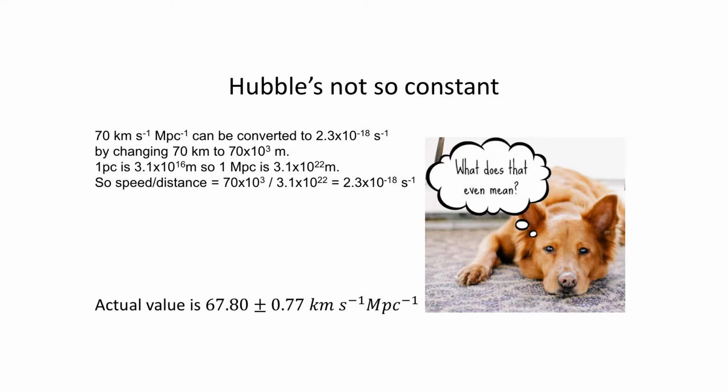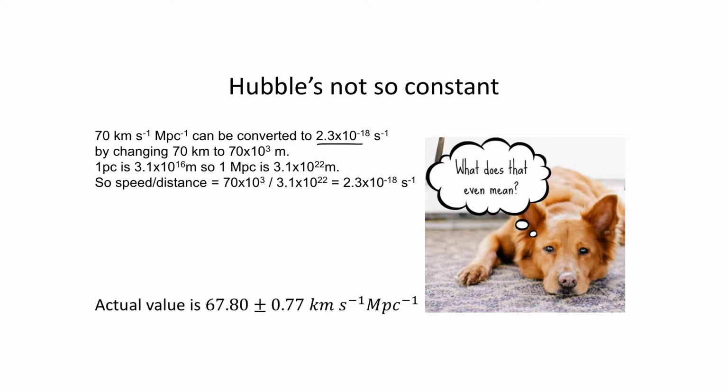So the answer that you're looking for is 2.3 times 10 to the minus 18 per second. So before we look at what that even means, let's just go through how to get there. First of all, we'll start with the 70 kilometres. Hopefully you'll recognise that 70 kilometres is equal to 70 times 10 to the 3 metres. So park that for a second. You also know that 1 parsec is 3.1 times 10 to the 16 metres, and that can be found in the data booklet. So 1 megaparsec is 3.1 times 10 to the 22.